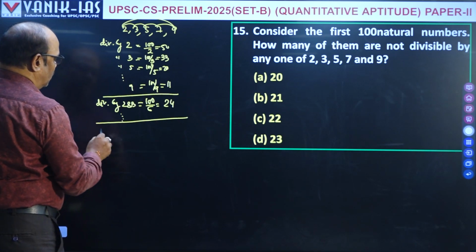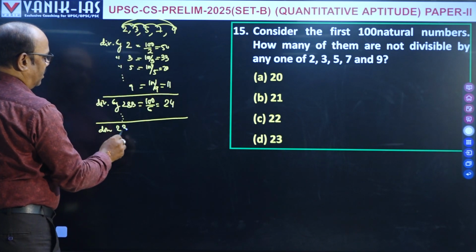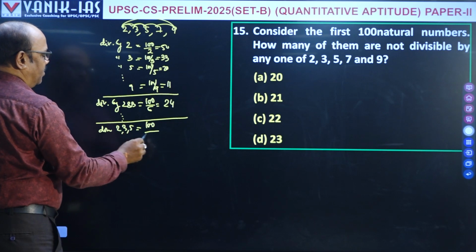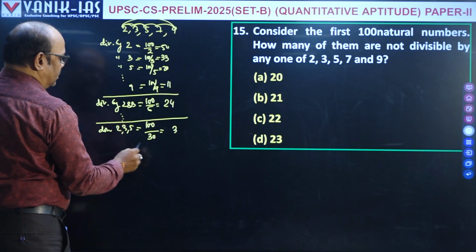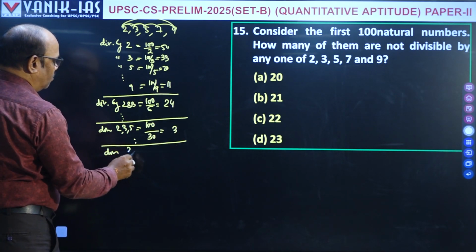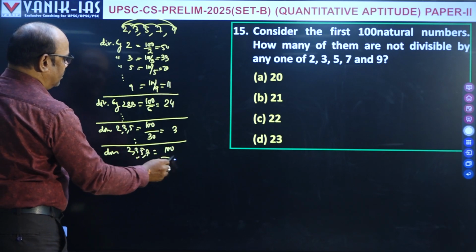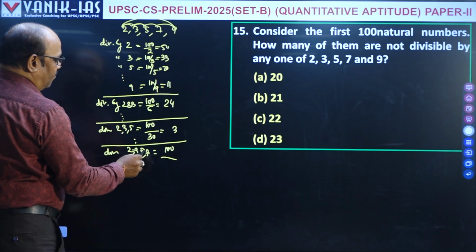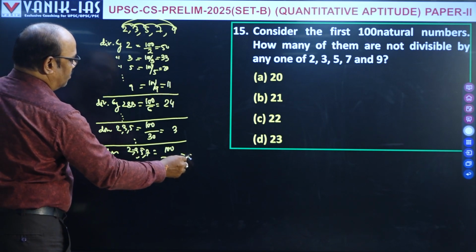Then the third step is divisible by all three, 2, 3 and 5. That is 100 by 30, which is equal to 3. So like this, all the triples. And the fourth step, divisible by 2, 3, 5 and 7. 100 by 210. No number is there, 0.